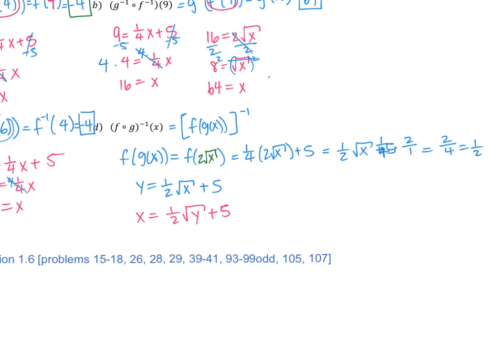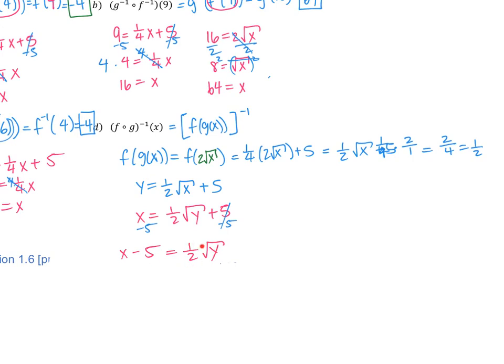So to do this, let me get rid of this extra piece here. Get this out of the way. There we go. So to work out this problem, I have to move the 5 over. So I'm going to subtract by 5. Again, I'm trying to get y by itself. So remove the thing that's furthest away. So x minus 5 equals 1/2 square root of y.